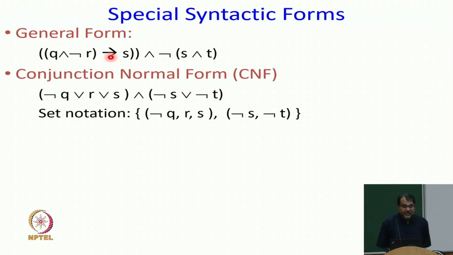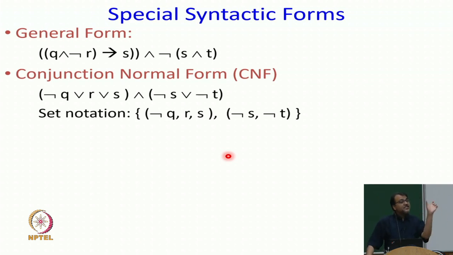Because of that, we will define a simple set way of representing it. Inside the set I have parentheses. Each parenthesis is one disjunction, and between two parentheses I will have a comma, and all the parentheses have a conjunction between them. So, a formula (not Q or R or S) and (not S or not T) becomes a set of parentheses: (not Q, R, S) and (not S, not T).